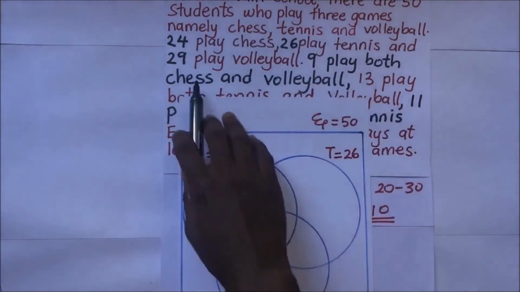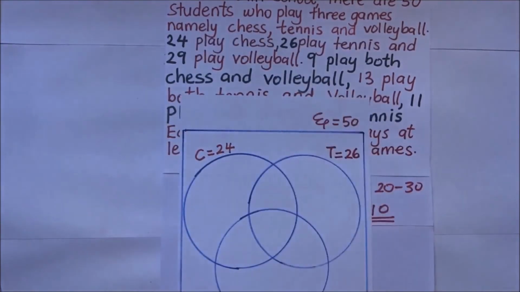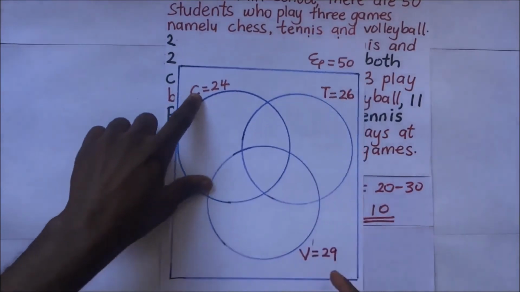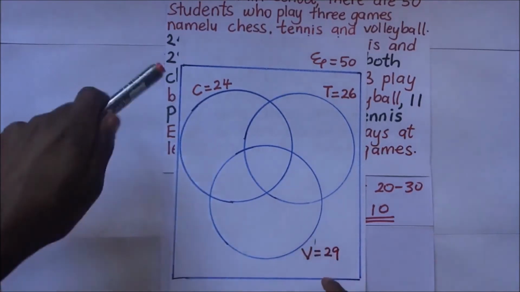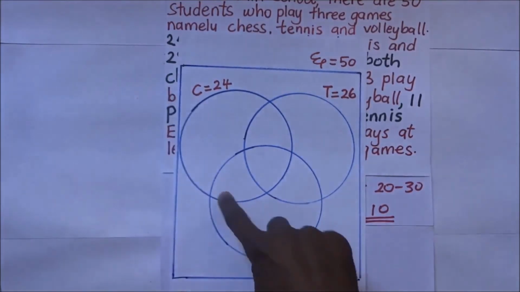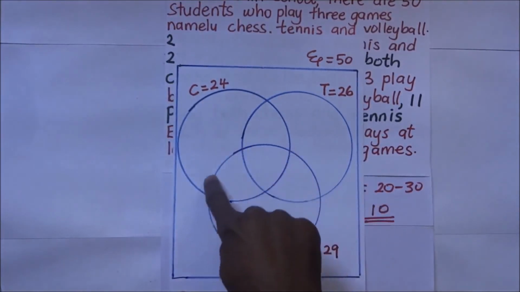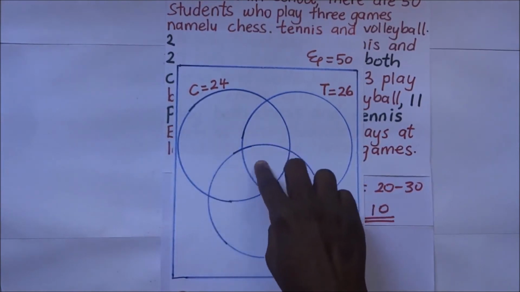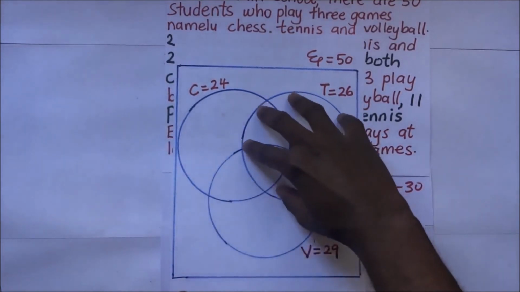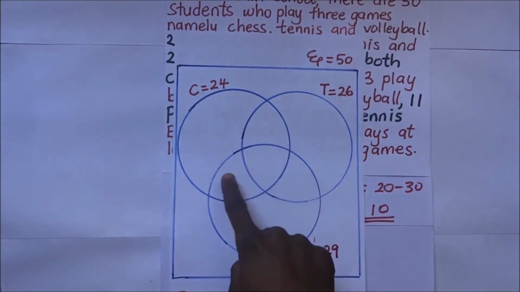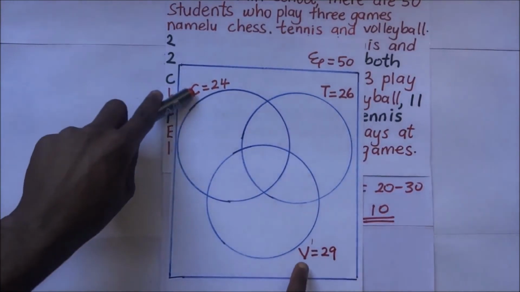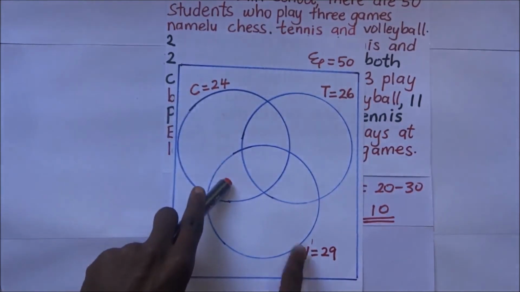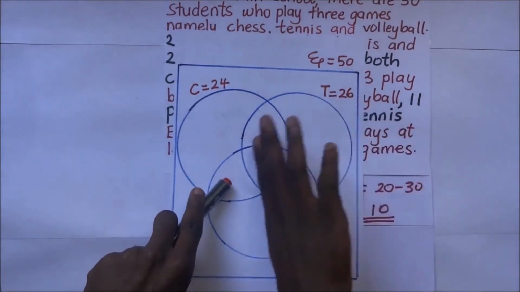9 play both chess and volleyball. So if it is both chess and volleyball, they are 9. Now what does that mean? It means that the intersection of chess and volleyball is 9 students. Now these 9 students include even those that are playing tennis. So we can't write 9 here, because it would mean that is chess and volleyball only, without including tennis.